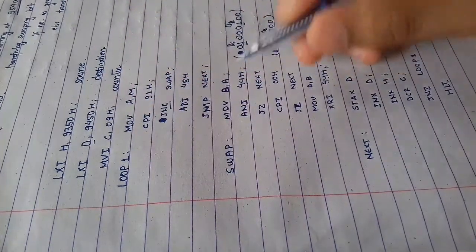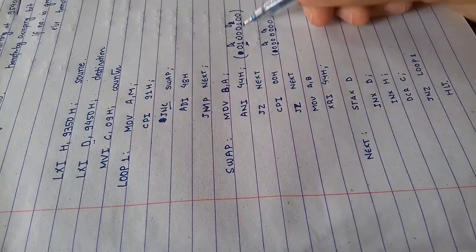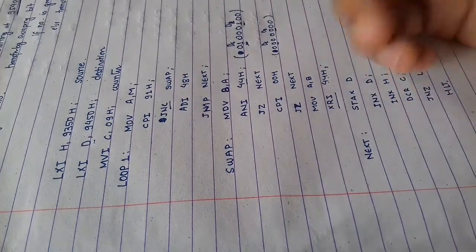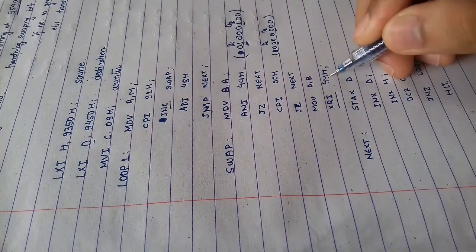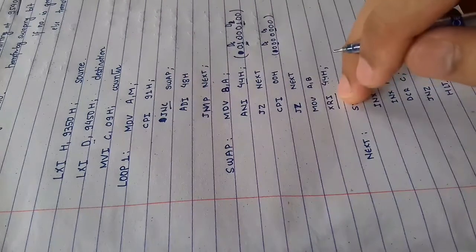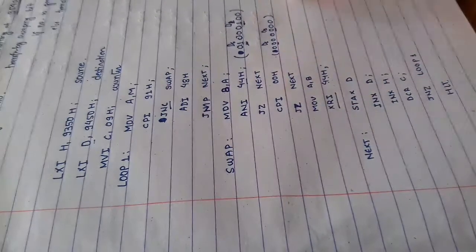If both d6 and d2 are not the same in this case, then what we do is we logically OR with 44, that is 0100. We do a logical OR so that it swaps the numbers.